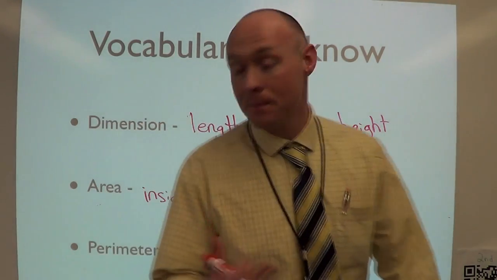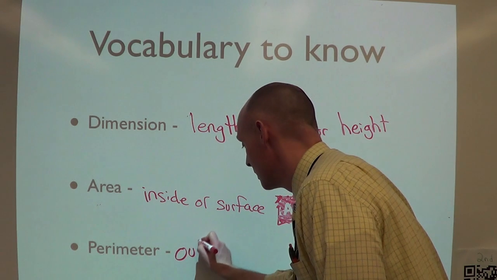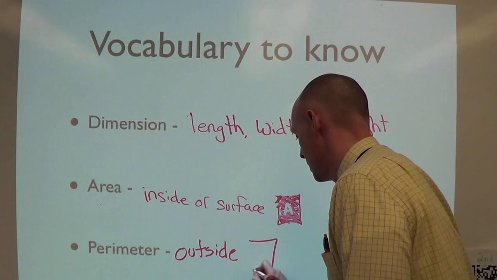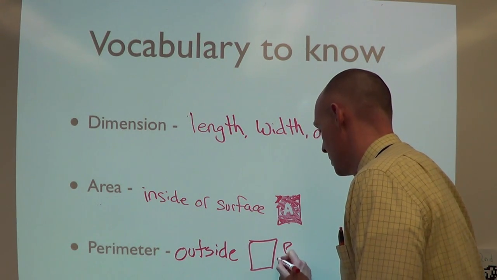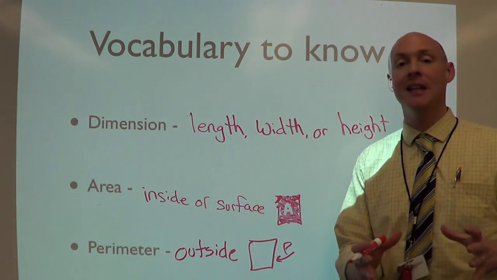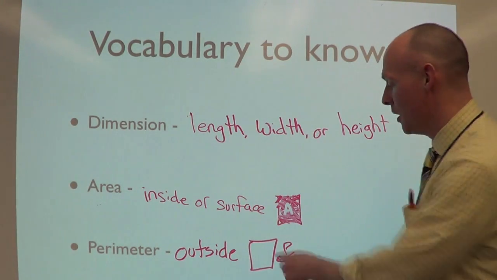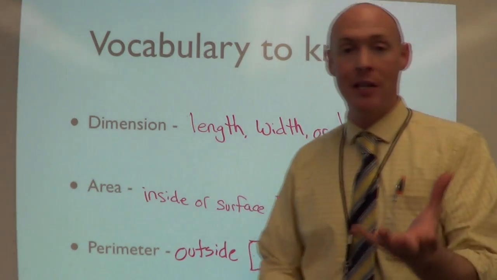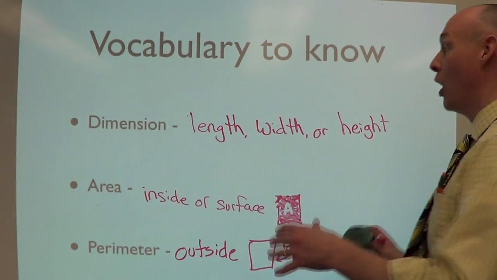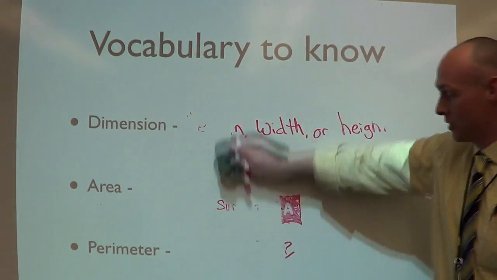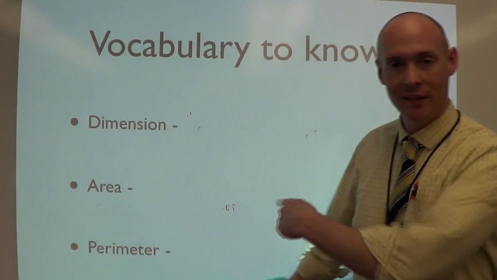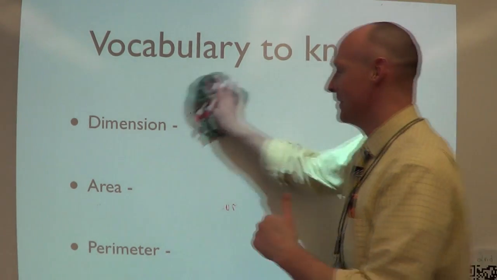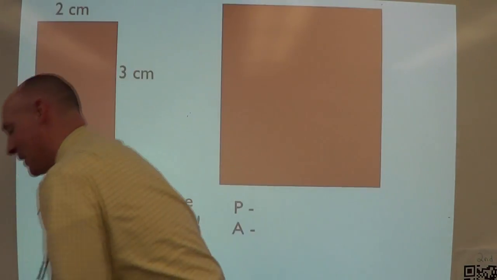The perimeter. Perimeter is going to be the outside. Perimeter is like the fence around the outside yard. You would just add up all the sides to find the perimeter. Knowing that information is going to help us to solve these changes in dimensions. If you didn't get those vocabulary words down, rewind, get them down, and then move on. Thanks. Okay.